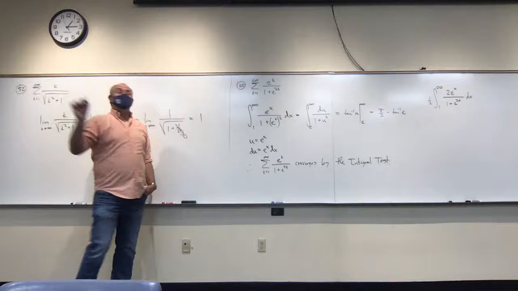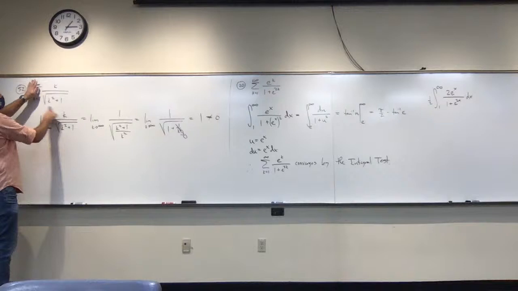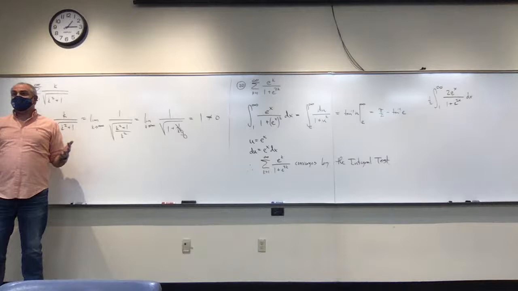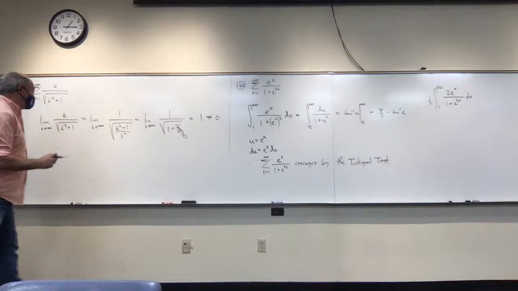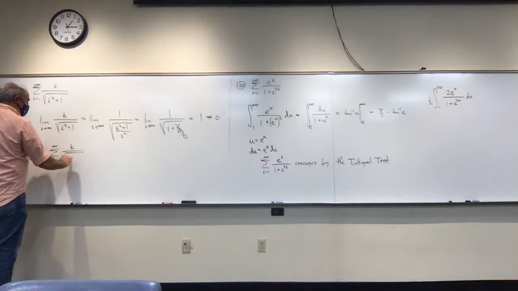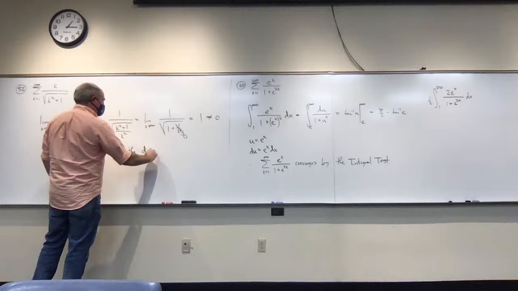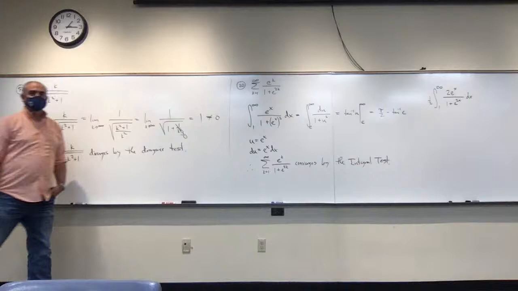0. And that's what I'm looking for with the divergence test. I'm just trying to see these numbers, are they getting close to zero or are they not getting close to zero? If they're not getting close to zero, the thing diverges. That's why it's called the divergence test. So I can say, therefore, the sum k going from 1 to infinity of k over the square root of k squared plus 1 diverges by the divergence test. And we're done.